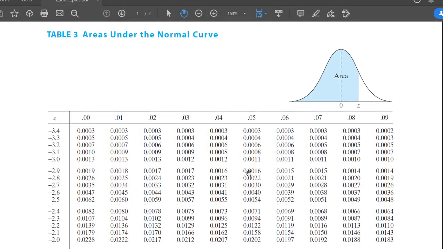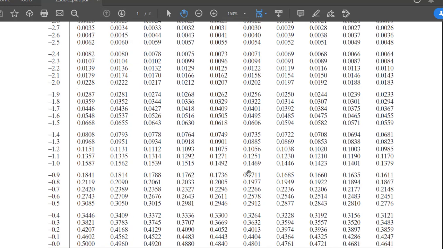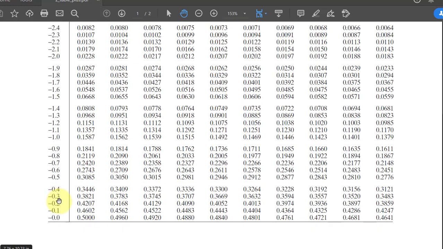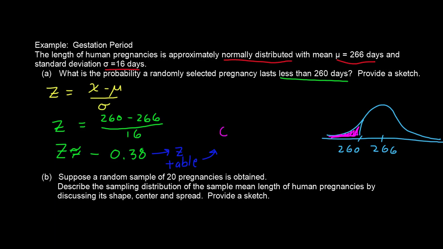So negative, there's that negative side, 0.3, and I need to go to the column that says 8. Now you may not see it there, but I know that the very last column has the second decimal place of 9, so I know I need to look at the value in the second to last column. So 0.3520. That will be our probability.